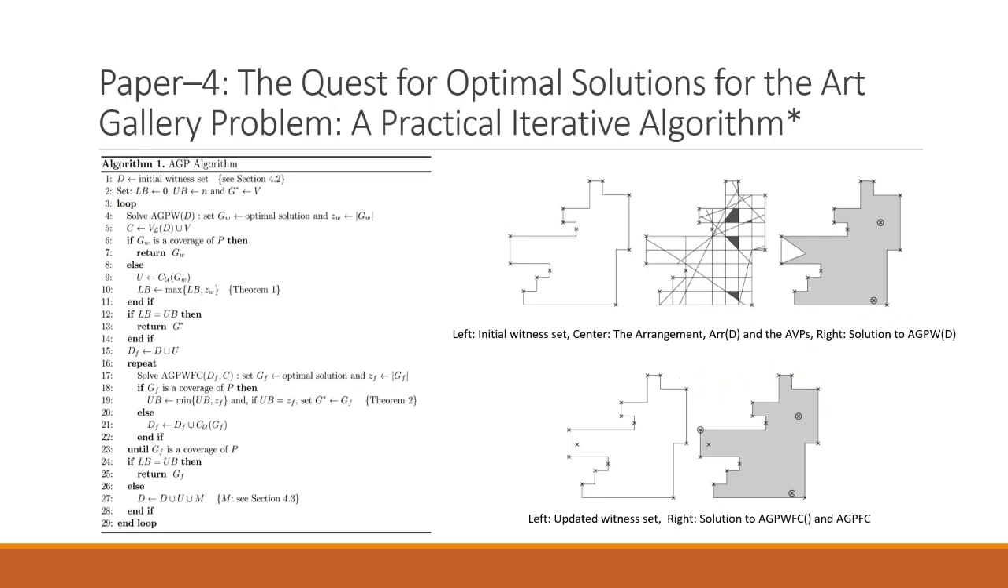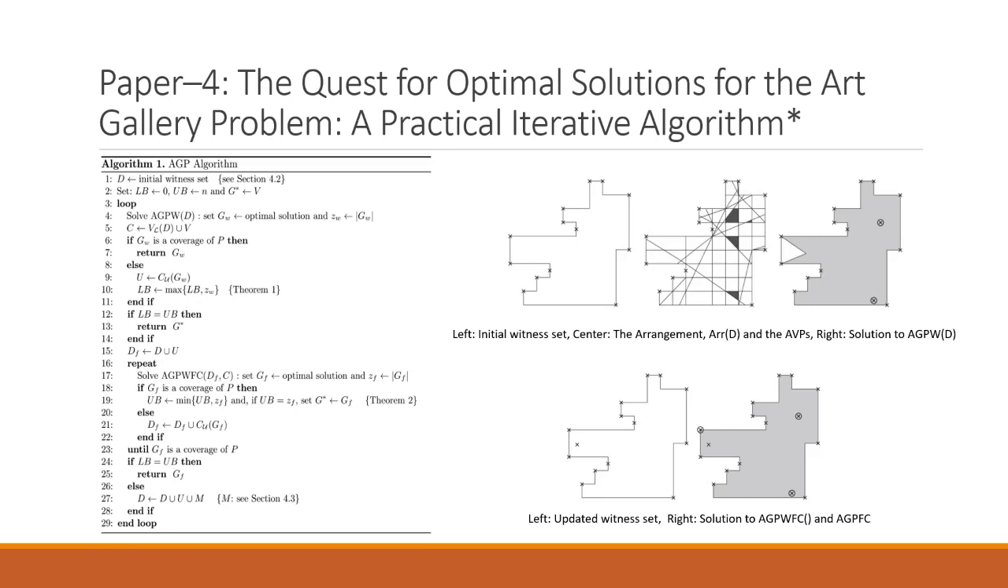So now let's talk about our fourth paper on art gallery problem, the quest for optimal solutions for the art gallery problem, a practical iterative algorithm. So as a matter of fact, as recently as 2017, experts have claimed that practical algorithm to find optimal solution or almost optimal bound are not known for art gallery problem. So this paper tries to find some optimal solution.